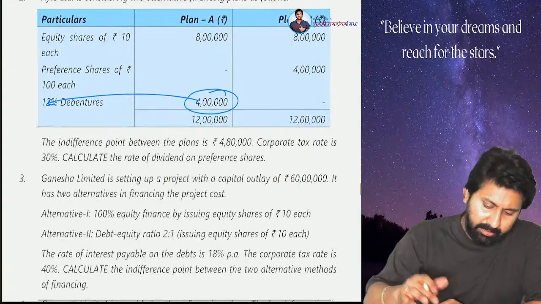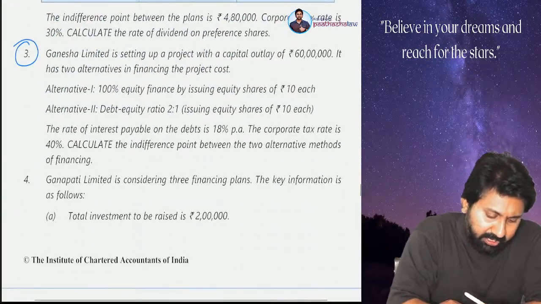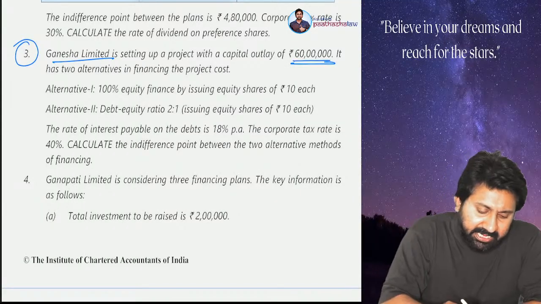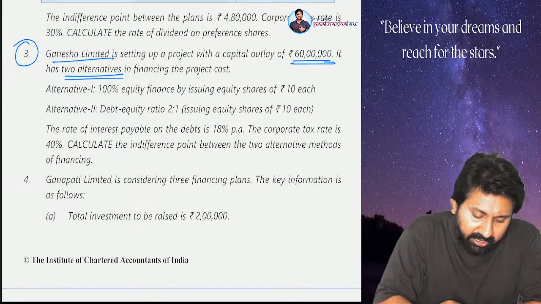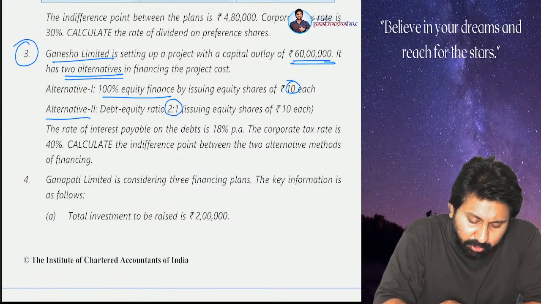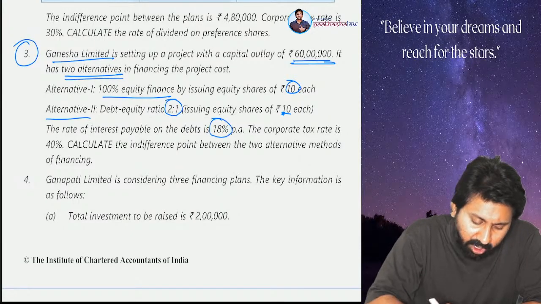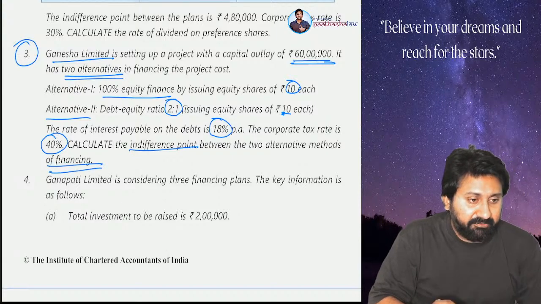Okay, let's begin. Next, question number 3. Ganesha Limited is setting up a project with a capital outlay of 60 lakh. It has two alternatives in financing the project. Alternative 1, 100% equity finance, 10 rupees each. Alternative 2, debt equity 2:1, 10 rupees each. Rate of interest payable is 18%. Corporate tax is 40%. Calculate the indifference point between the two alternative methods of financing.